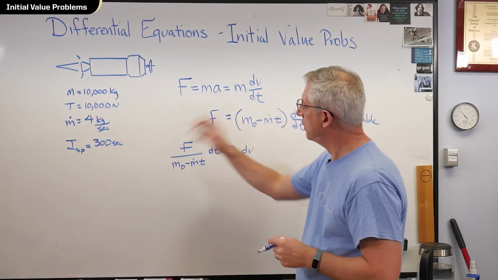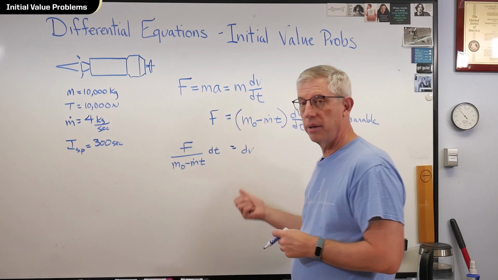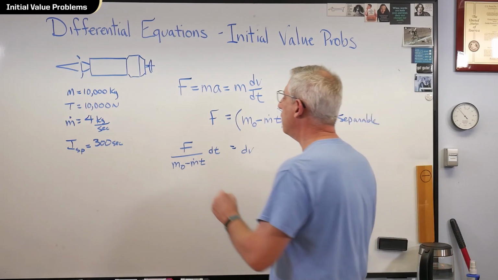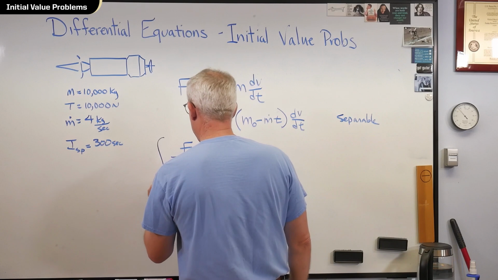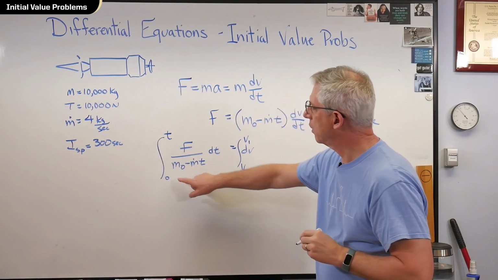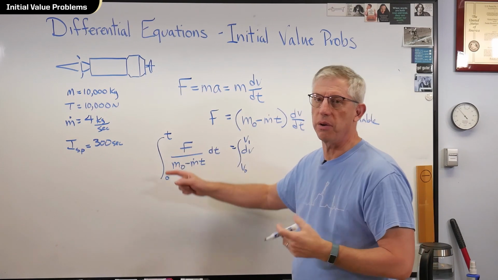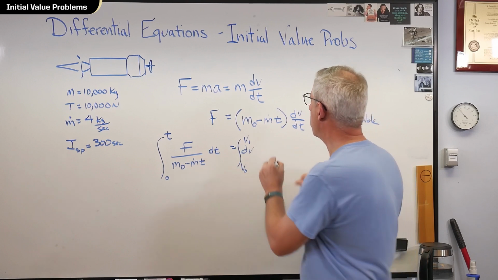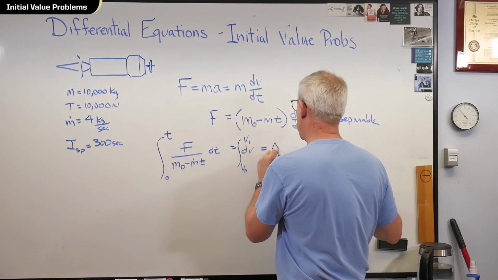Well, I got all the t's on one side with a dt and just dv on the other side. Well, there's the algebra part done. Let's do a little calculus. I'm going to go from 0 to t. Well, t0 to t, but we'll call that 0. And v0 to v1. Well, that's delta v, isn't it?